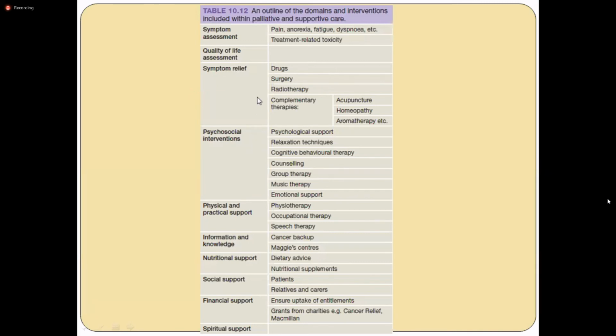So there's this chart of the palliative or the supportive care. There are so many headings and subheadings. Relieve the symptoms. Not only the drug, there are other things that come into play now. The psychosocial intervention, physical and practical support, information and knowledge, nutritional, social, financial, spiritual. So many things come here now, because only with drugs, we cannot cure the patient, right? Because of the chronic illness, they are psychologically exhausted, and here comes the role of spiritual support.